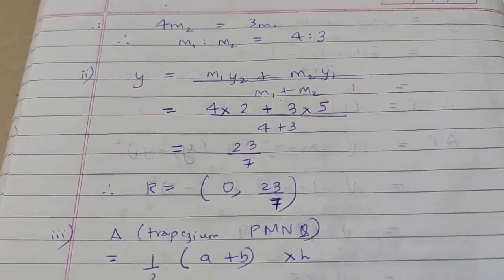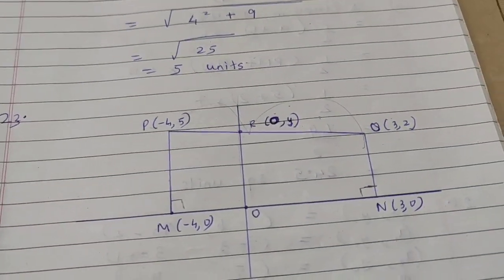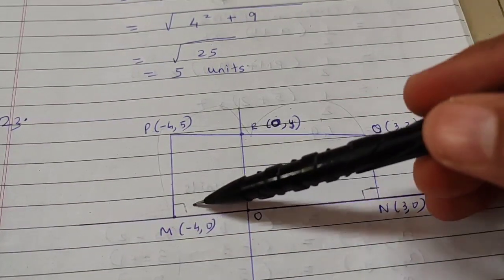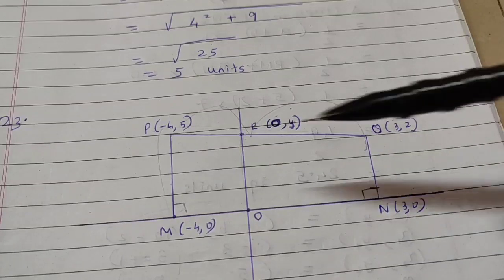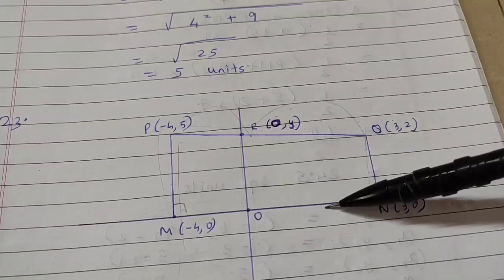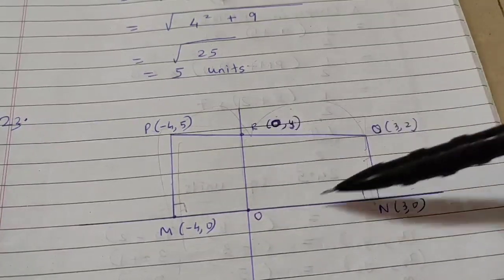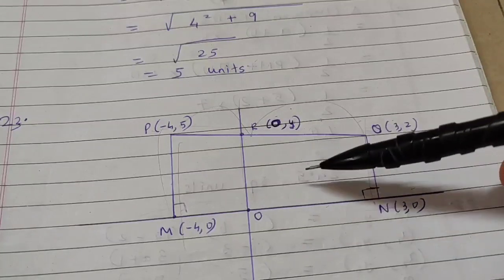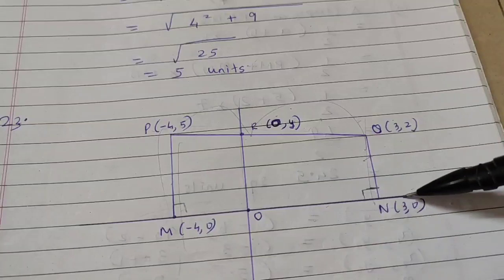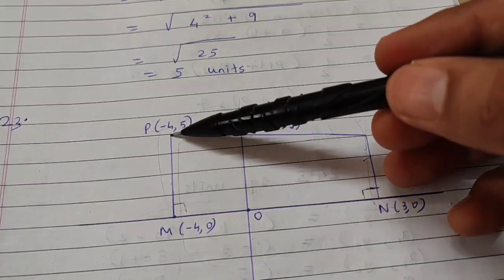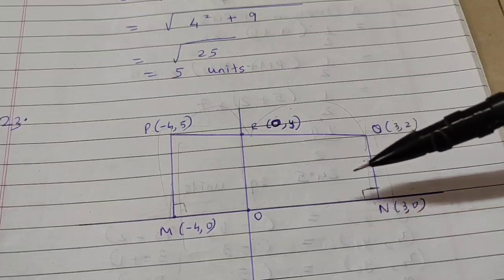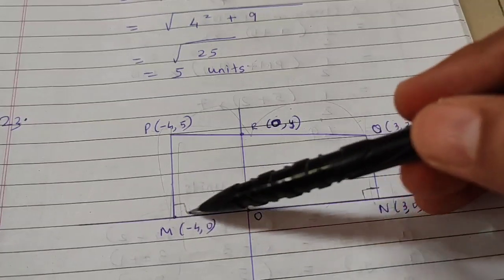Now, area of a quadrilateral. Which kind of quadrilateral is it? I see that PM and QN are perpendicular to the same segment MN. So they are parallel to each other, whereas PQ and MN are clearly not parallel to each other. So when only one pair of the sides is parallel, we call it a trapezium. And the area of a trapezium formula is half into the sum of the parallel sides into the height. That is half into PM plus QN and then into height. Height means the distance between the parallel sides, that is MN.